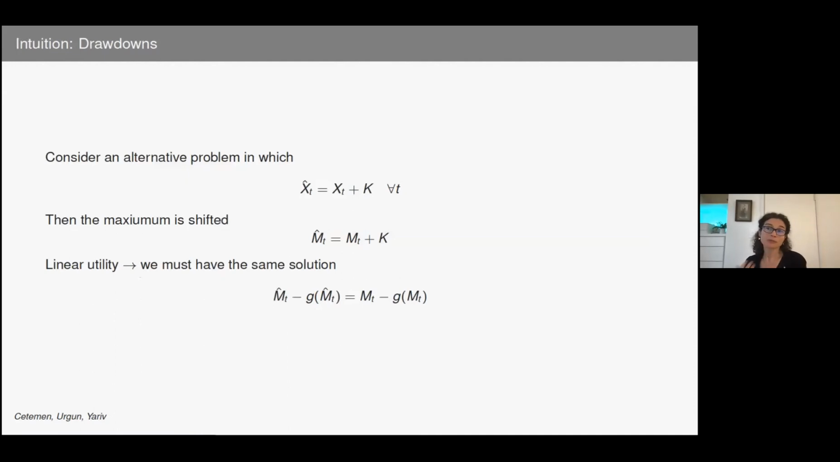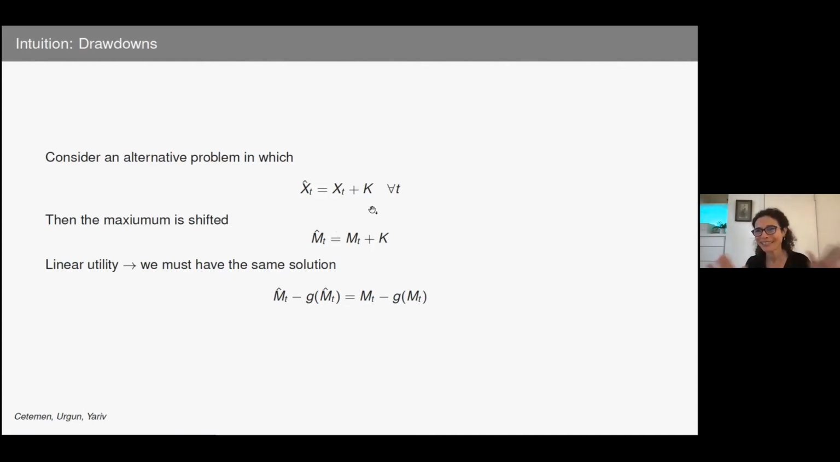Let me give you a rough intuition for where this is coming from. So suppose we have an alternative problem where we just shift everything up by a constant. So we add the constant k to our search process. This means that the maximum process is shifted up by k. And because we have here a linear utility and the maximum, we must have the same solution. It's essentially the same problem. And this immediately tells us that we're facing a drawdown type of stopping boundary. Now I'm really cheating you here by showing this in such a simple way.